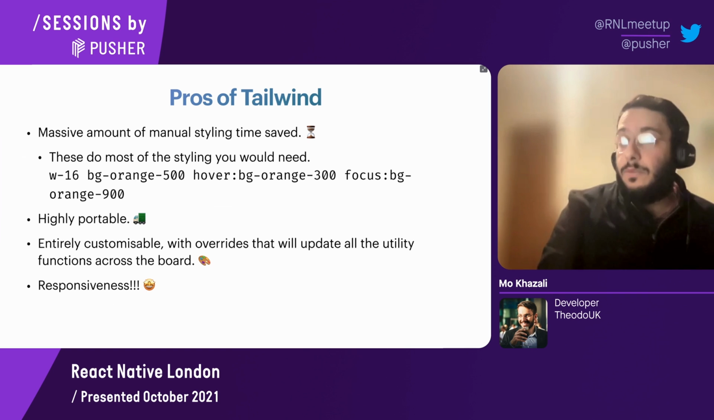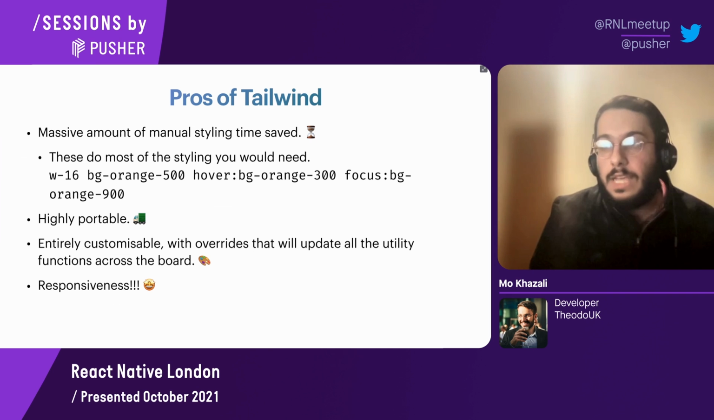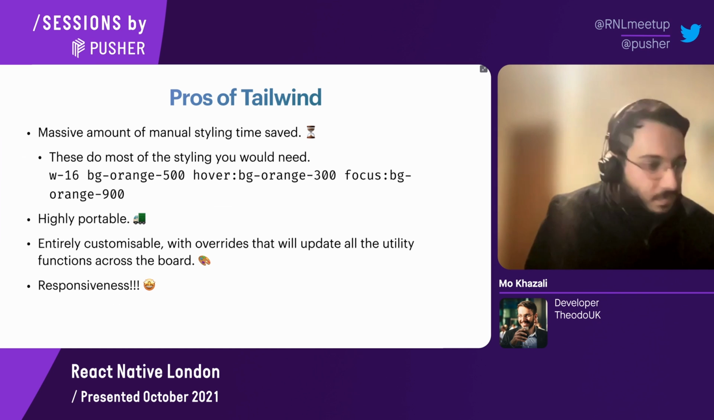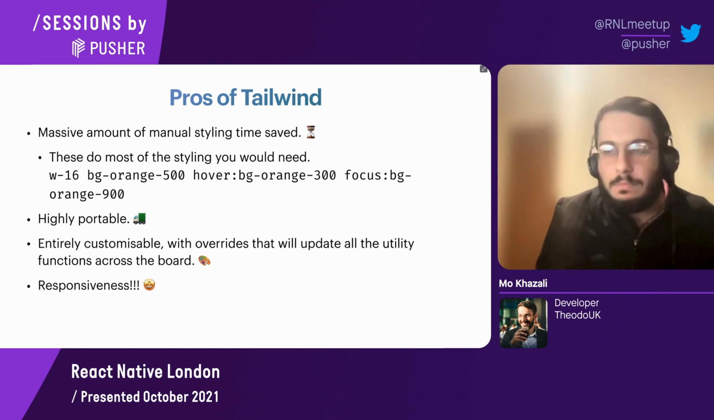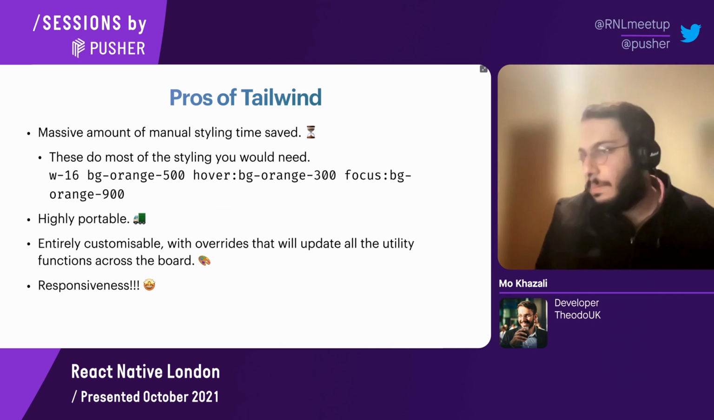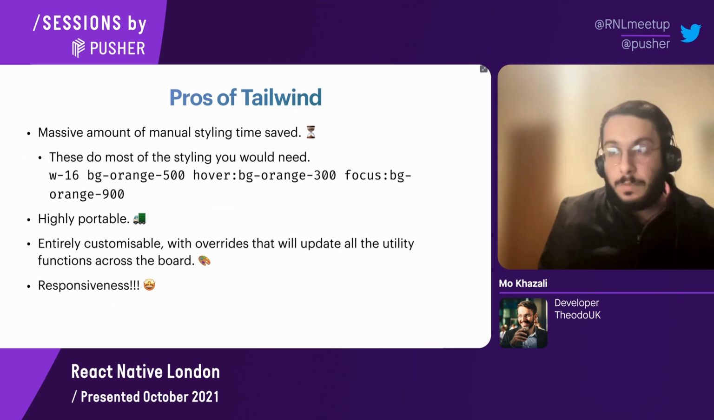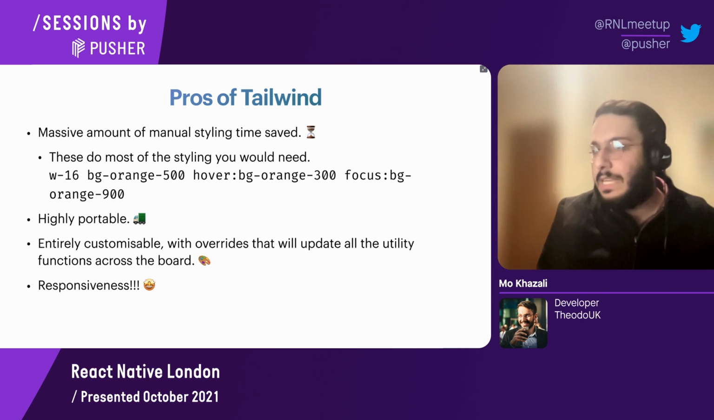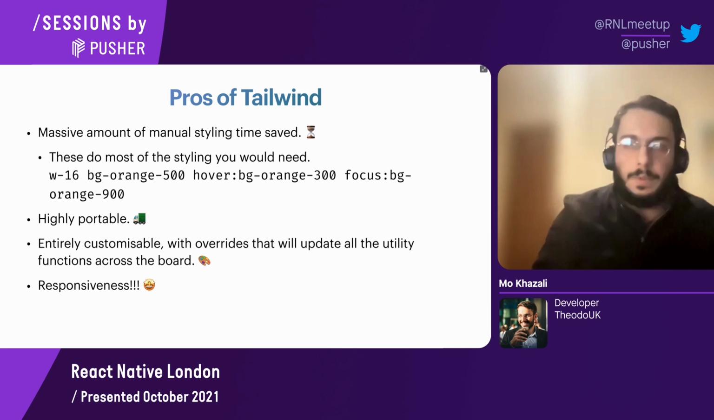And lastly, responsiveness. This is one of the things that one of my colleagues was telling me the other day. Tailwind comes out of the box with these great responsive media query classes. And if anyone's written CSS, you'll know that media queries can sometimes be a bit of a nightmare. So the responsiveness out of the box is one of the key selling factors here within Tailwind.